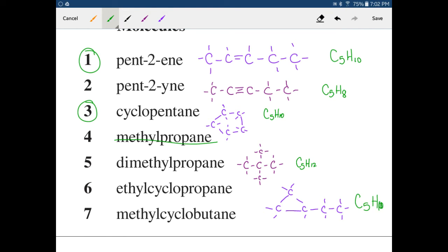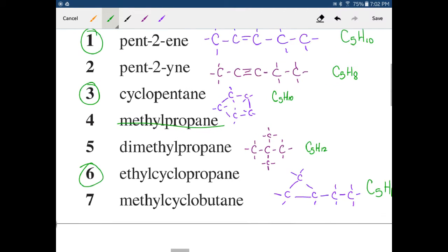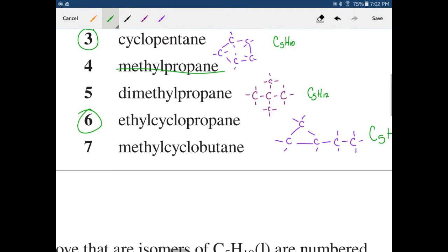Oops. That is a number 10. So ethyl cyclopropane does work. Now, since we need 4 blanks, I'm going to assume, I will never assume, but I should, that number 7 is going to be our other blank. But let's just take a look just to double check that we haven't made a mistake on one of our other drawings here. So methyl cyclobutane.